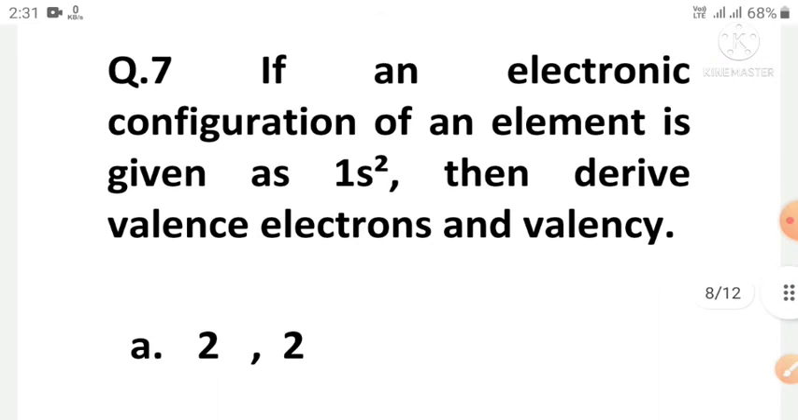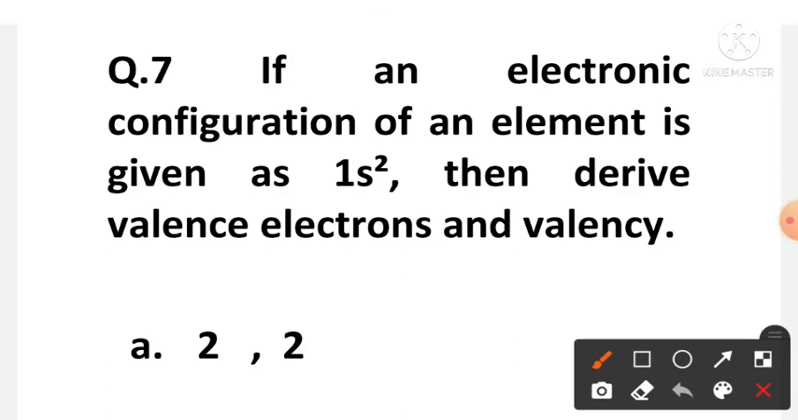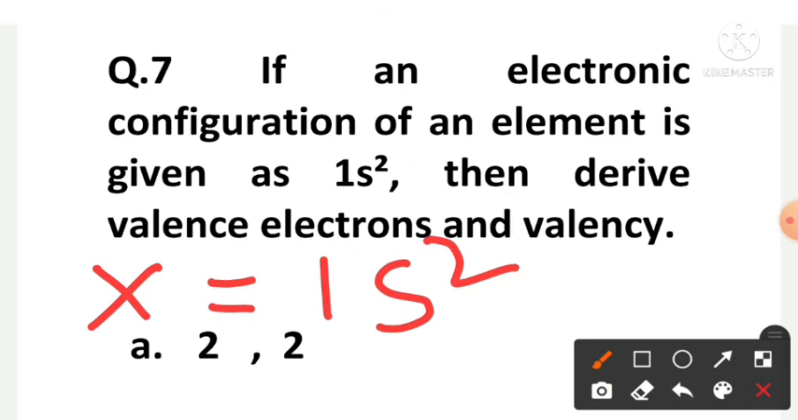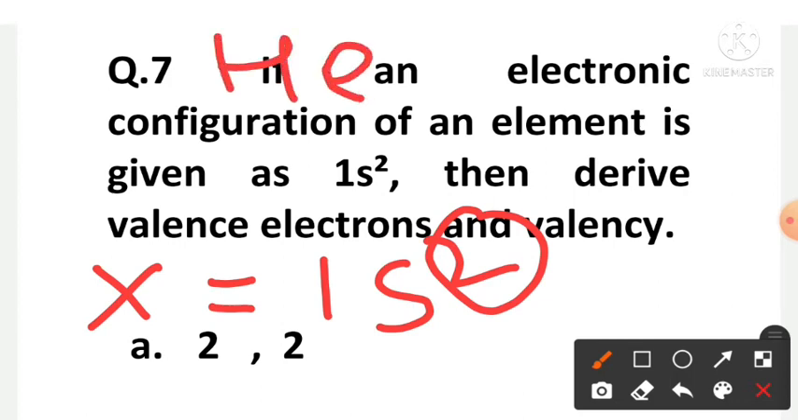Question number 7. If the electronic configuration of an element is given as 1s2, then derive valence electron and valency. Now first we have to know that if X is an element with electronic configuration 1s2, then we have to derive first Z. We know that the number of electrons is 2, so 1 is hydrogen and 2 is helium. So here it is helium.